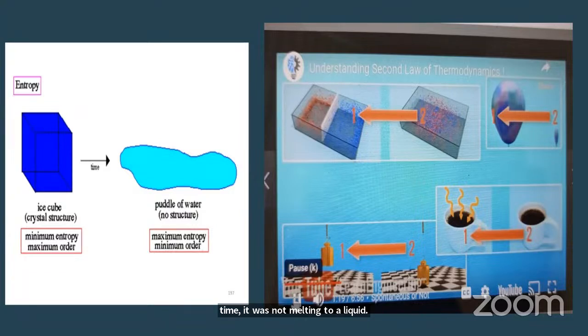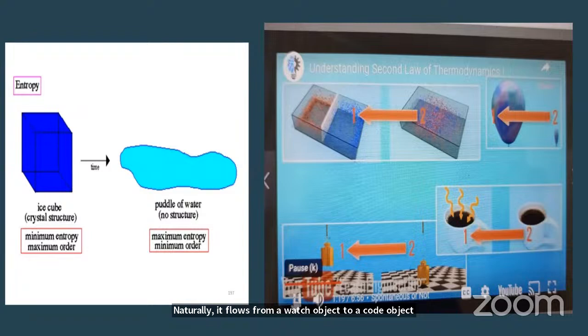Without you adding anything to it, it will just on its own naturally melt over time to a liquid. So that is a spontaneous what? The spontaneous process. Now, we also understand that heat flows from a hot object to a cold object. It's a natural thing. Naturally, heat flows from a hot object to a cold object.